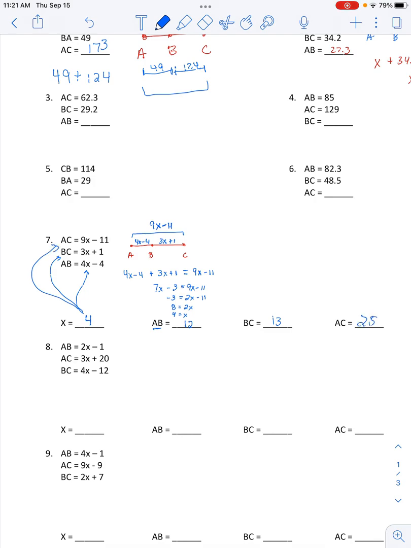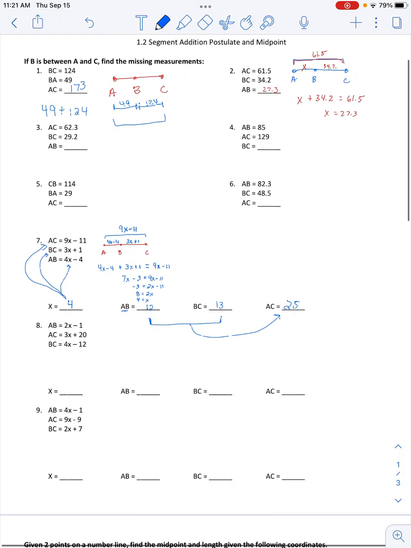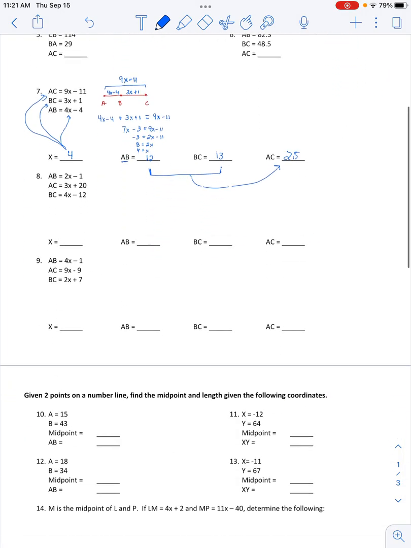And you can always double check. What's AB plus BC? It should give you the total of AC. 12 plus 13 is 25. And that's what you'll do for the rest of these problems.